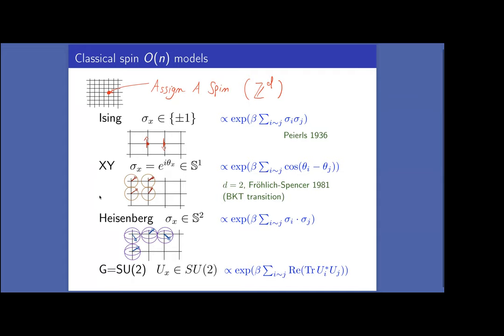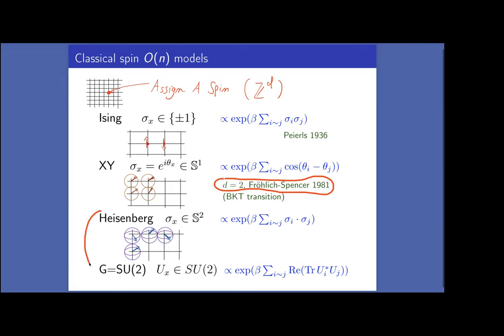And the last two lines, so in dimension two, maybe before I go to the others, it's known in much more generality than just for the XY model that there is no long range order. But for this specific model, it's known that there is quasi long range order. And this is a deep and well-known theorem by Fröhlich and Spencer in 1981.